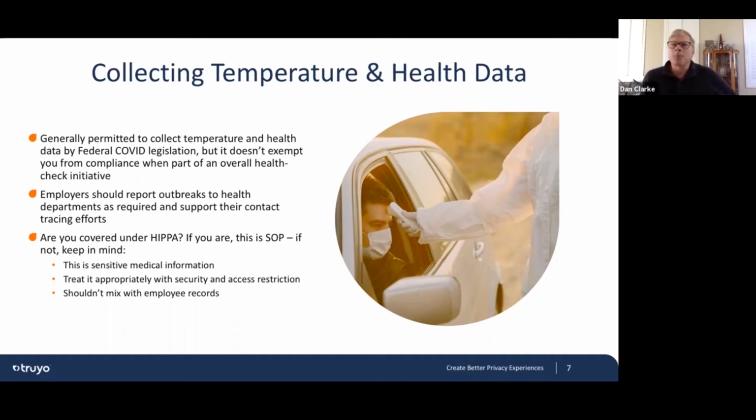You probably do have permission to do this, I think because of the federal standards. You're encouraged to do this as part of your overall plan, but that doesn't exempt you from complying with the overall laws that apply here, including privacy laws. So I personally believe taking somebody's temperature and asking them those medical questions is a good part of protecting your workforce, doing what we can to slow the spread of COVID, but it creates some new obligations for companies.